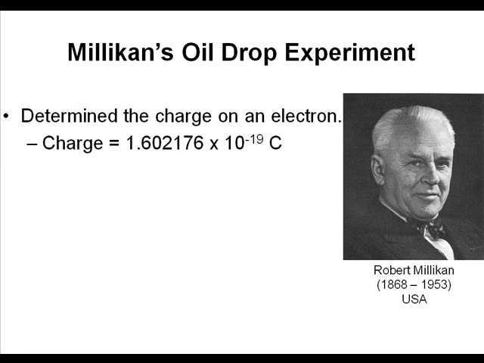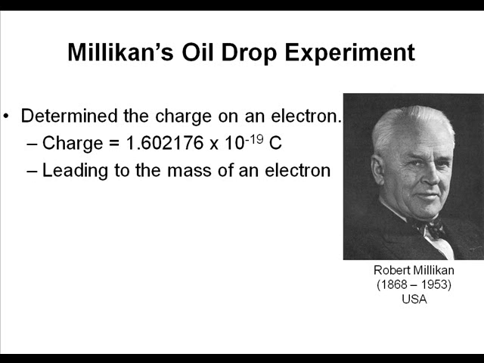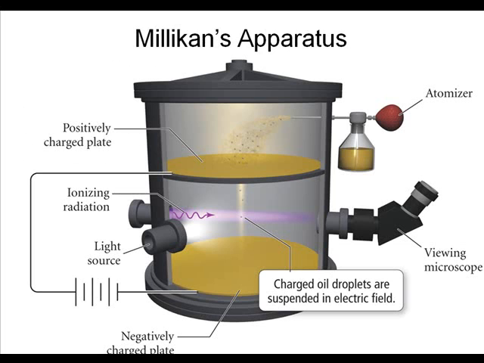The amount of charge is also very, very small. It's 1.6 times 10 to the minus 19th coulombs. And then it gave rise to a much more accurate or precise description of the mass of the electron, which you see here, 9.1 times 10 to the negative 29th grams. A very small number indeed. But how did he pull this off?